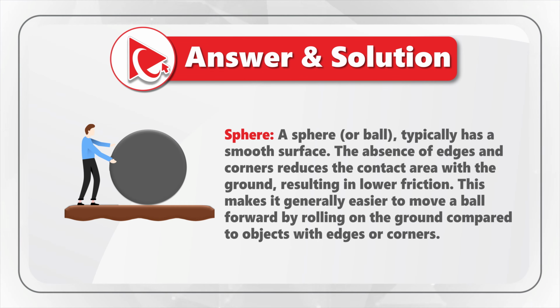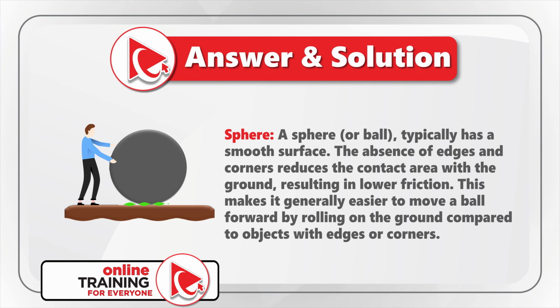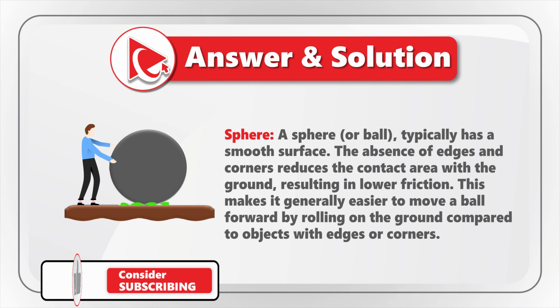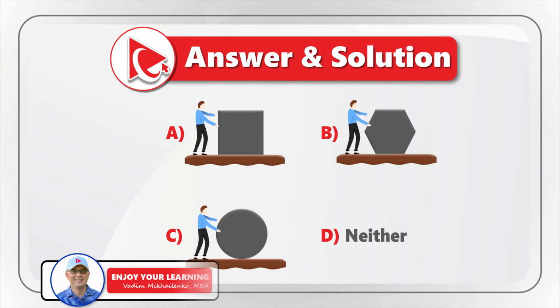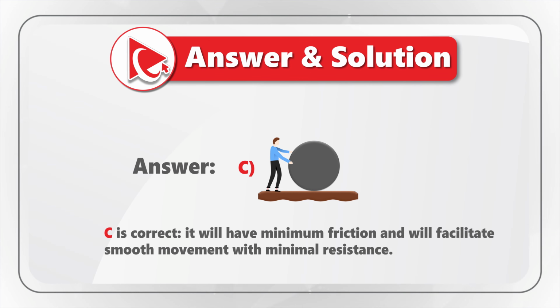The absence of edges and corners reduces the contact area with the ground, which results in a lower friction. This makes it easier to move the ball forward by rolling on the ground, compared to objects with edges or corners. This is why choice C is correct. It will have minimum friction and will facilitate smooth movement with minimum resistance.